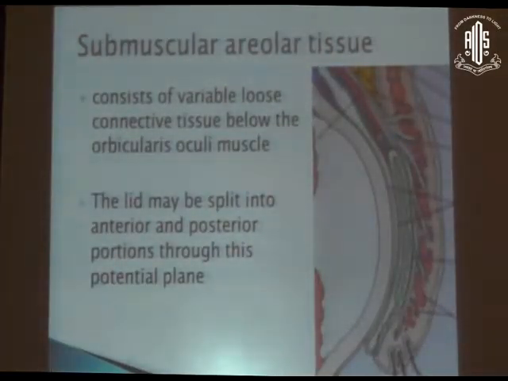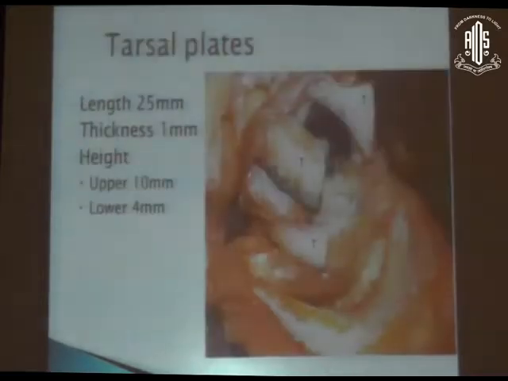The submuscular areolar tissue consists of variable loose connective tissue below the orbicularis oculi muscle, and the lid, as spoken before, may be split into anterior and posterior portions through this potential plane by giving an incision on the grey line. The nerves and arteries of the lid are present in this space, and thus anesthesia in this plane is very effective.